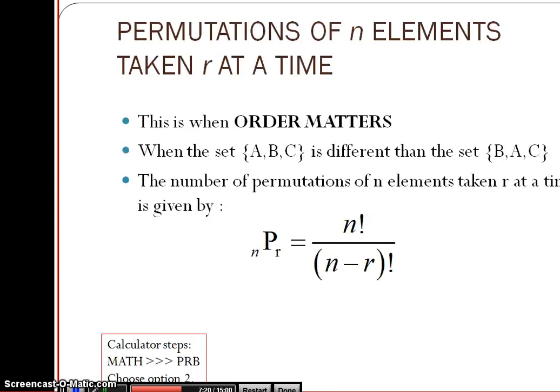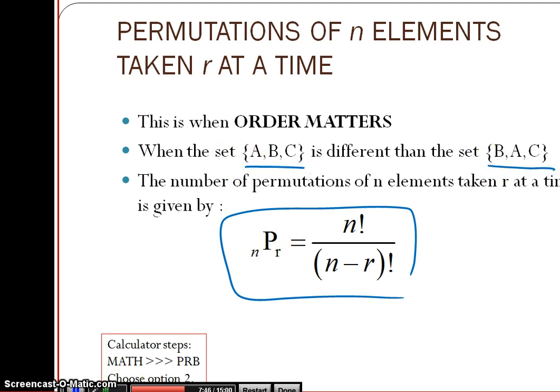Okay, so permutations of n elements taken r at a time. So in the previous problem, there's 8 kids, and we lined up all 8 kids. But what if there's 8 kids and we only want to line up 5 of them? How many ways can we do that? Well, there's a formula for this. It's called nPr. It's permutations of n objects, 5 at a time. If there was 8 kids and you wanted to select 5 of them at a time. And this is when order matters, when ABC is different from the set BAC, because being first in line is different than being second in the line, of course.